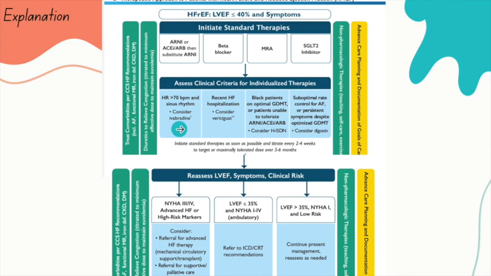Ivabradine decreases the heart rate. We will talk about it in the next slides. The heart rate is given, so if it decreases heart rate, you need a heart rate more than 70 to start these medications. Then, if the patient's symptoms persist, black patients on optimal guideline-directed medical therapy, that means black patients who are already on ACE or ARNI, beta blocker, MRA, SGLT2, or patients who can't tolerate ACE inhibitor, you can consider hydralazine isosorbide dinitrate.